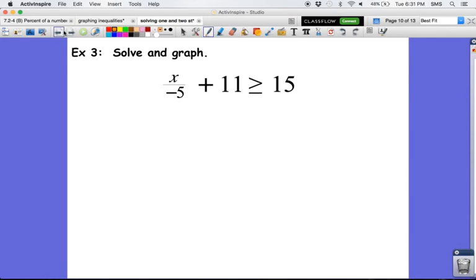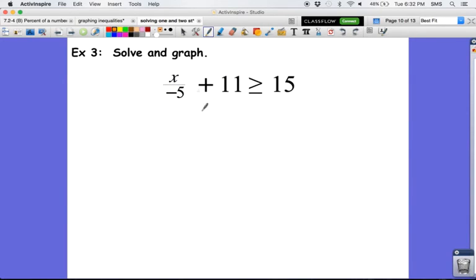Let's look at just one more example and then we'll be all done with this one. So here we have x over negative 5 plus 11 is greater than or equal to 15. Just a reminder that a fraction like this is just another way of writing division. This is x divided by negative 5.